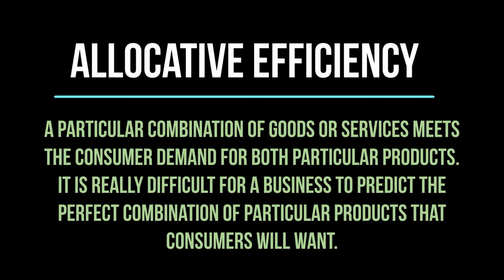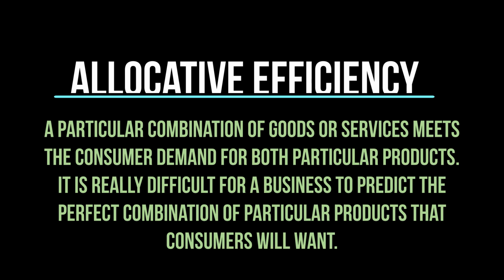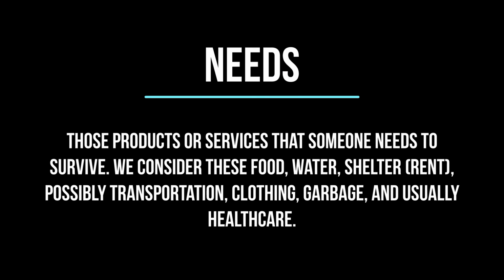Allocative efficiency means a particular combination of goods or services that meet the consumer demand for both particular products. It's really difficult for a business to predict the perfect combination of particular products that consumers will want. A good business has to decide what its products will be and whether or not they fit the wants and needs of a person. Needs are considered those products or services that someone needs to survive. We consider these food, water, shelter, considering rent, possibly transportation, clothing if it's a need, garbage, and usually healthcare.